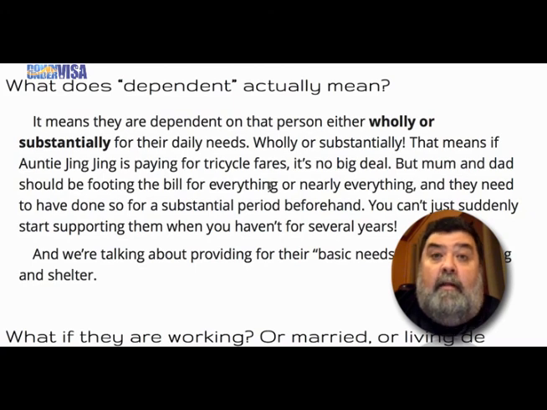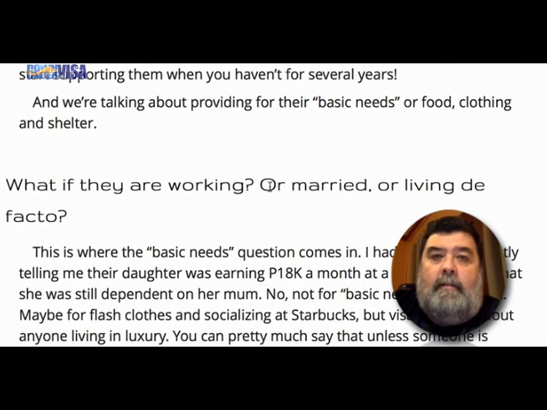What it means is that they are dependent on that person either wholly or substantially, not wholly as in W-H-O-L-L-Y, completely, or substantially for their daily needs. Wholly or substantially. That means if Auntie Jing Jing is paying for tricycle fares, well, look, that's no big deal. Even if Auntie's paying for school fees, no big deal. But mum and dad should be footing the bill for everything or nearly everything, and they need to have done so for a substantial period beforehand. You can't just suddenly start supporting them when you haven't for several years, because they will find out, and that's a no-no. And what we're talking about is providing for their basic needs, which means food, clothing, shelter. Nothing else. Food, clothing, shelter.